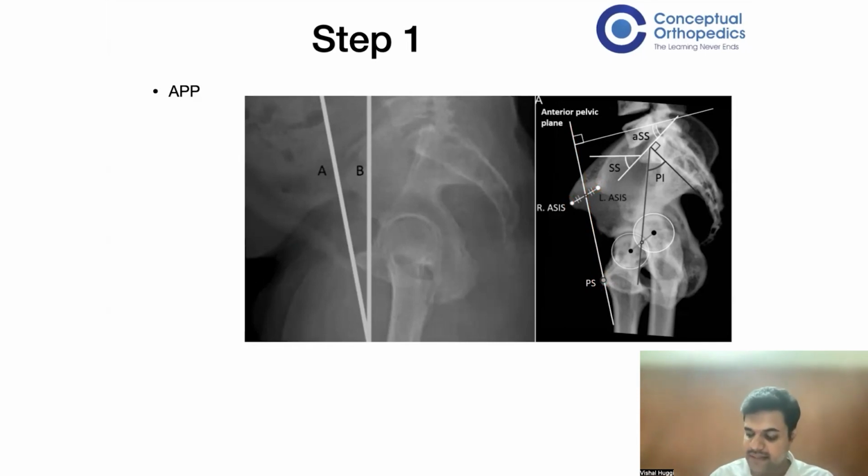So how do you make an anterior pelvic plane? First, which is the anterior-most structure of our pelvis? It is the ASIS. And which is the anterior-most structure in the lower pelvis? It is the pubic symphysis. When we join a line between these two, this is known as the anterior pelvic plane. Understood? PS stands for pubic symphysis. That is your anterior pelvic plane.